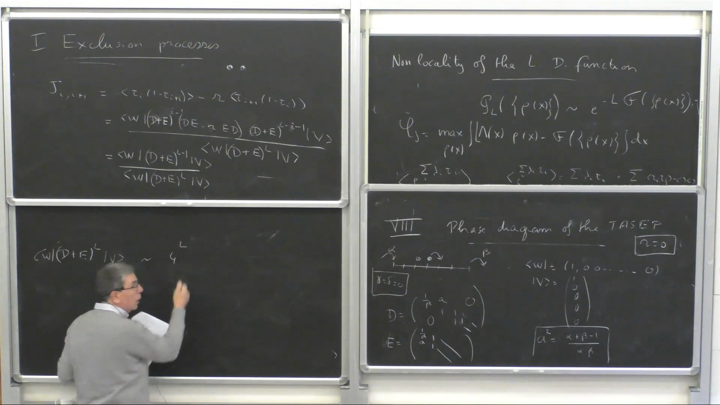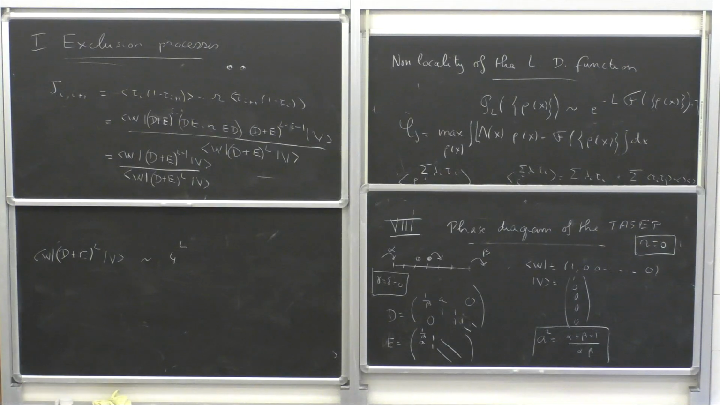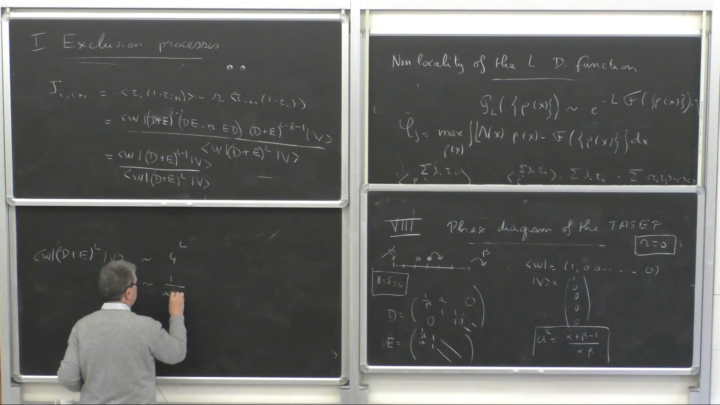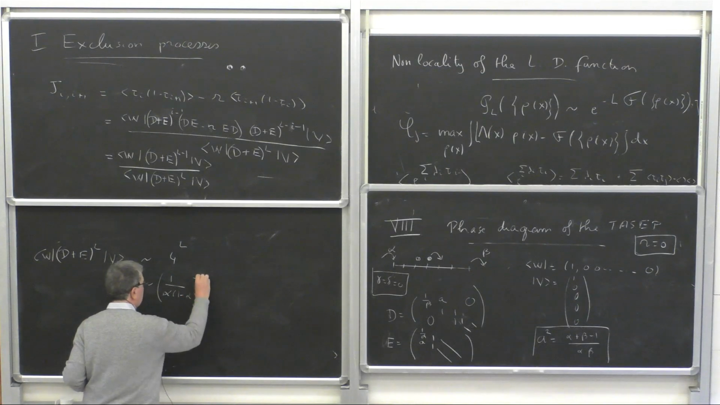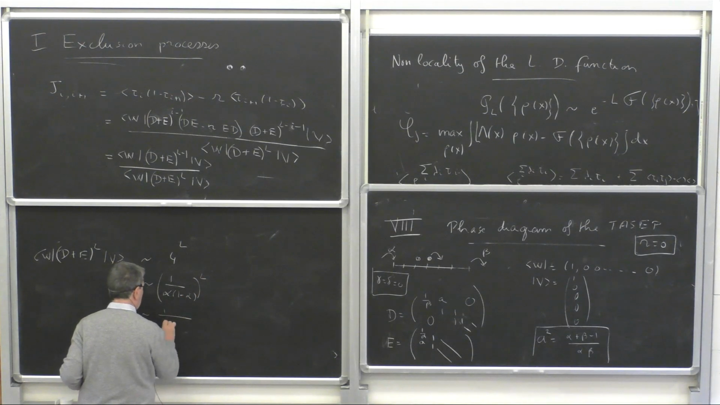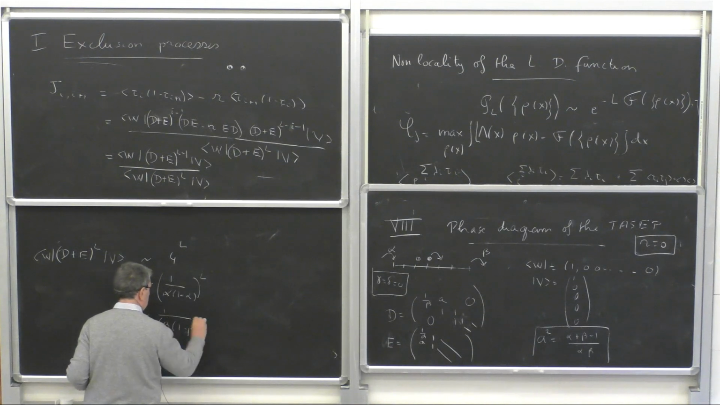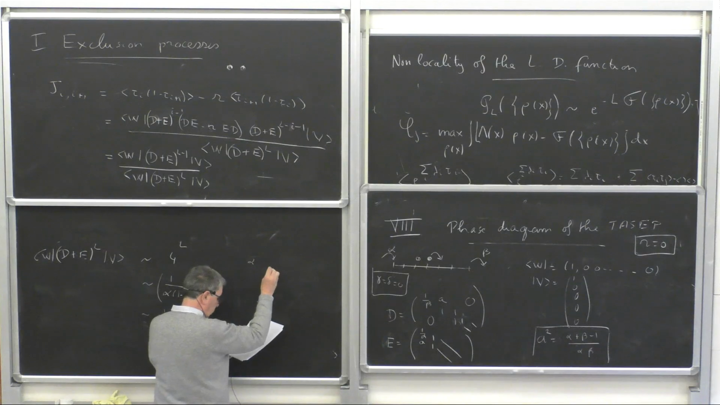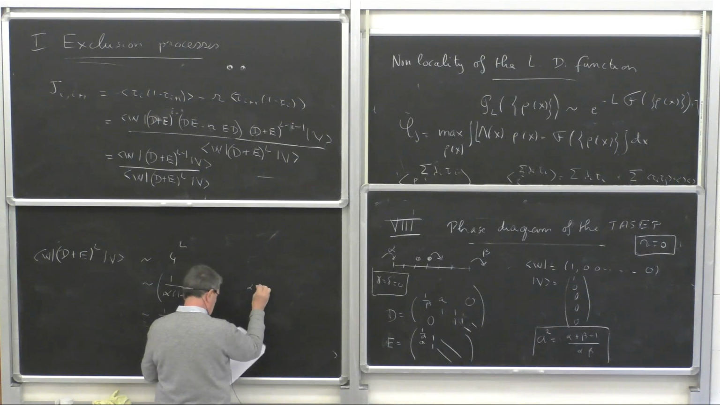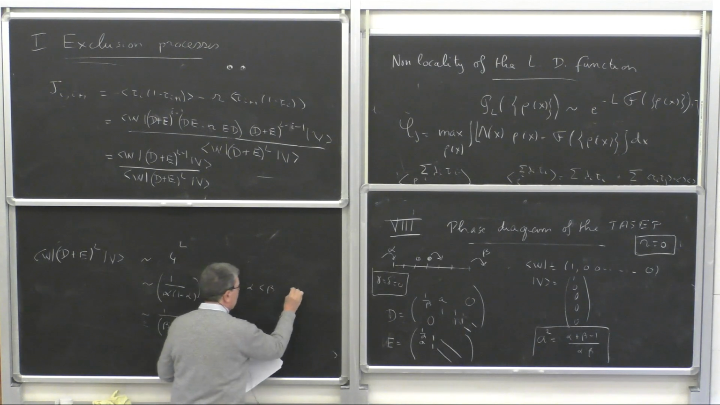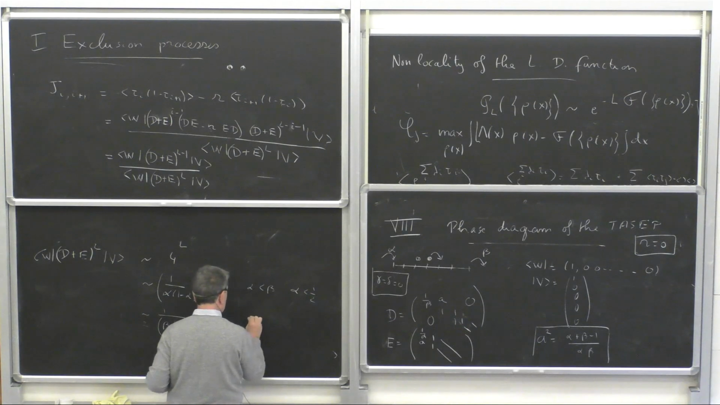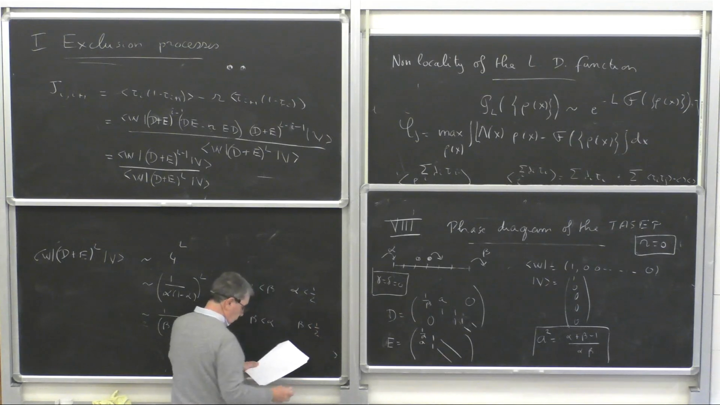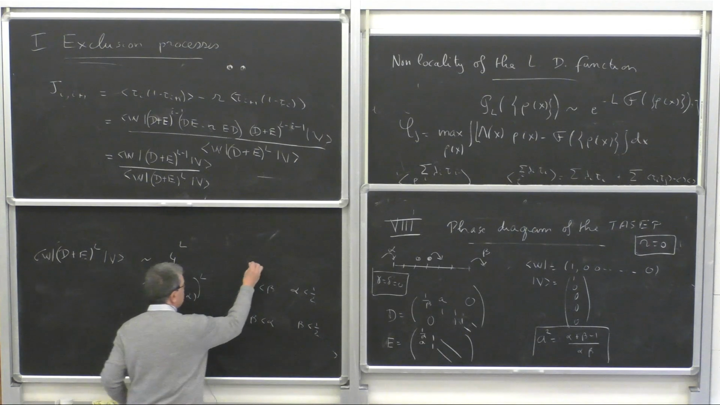I am interested only in the exponential growth. It grows like 4 to the L, or 1 over alpha, 1 minus alpha to the L, or 1 over beta, 1 minus beta to the L. The second is when alpha is less than beta and alpha is less than 1/2. The third is when beta is less than alpha and beta is less than 1/2. And the first is otherwise.